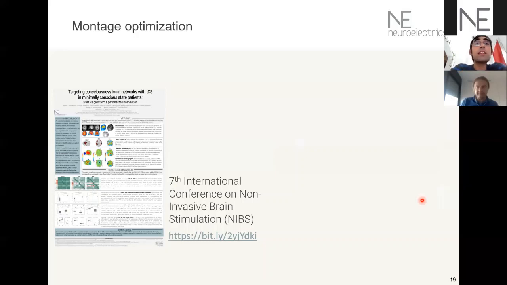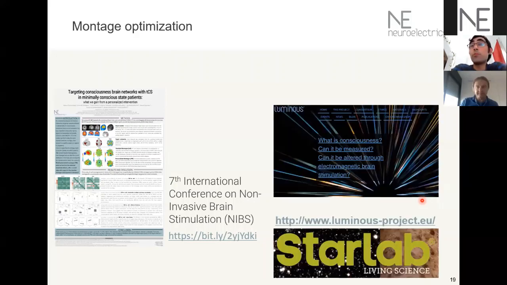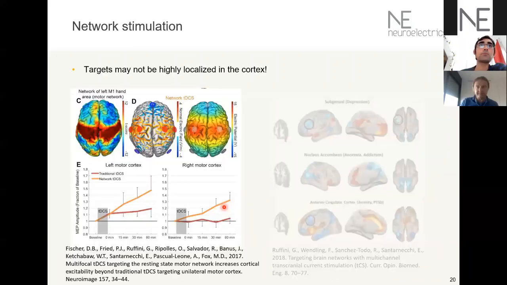My colleague Maria Chiara also has another very interesting poster about montage optimization, in this case in minimally conscious state patients. And these patients were part of a study in another project, the Luminous project, in which Starlab is a partner. Again, I highly recommend that you follow this link and visit this project if you're interested to learn more about this. And if you follow this link, you'll find more information about the poster from my colleague.